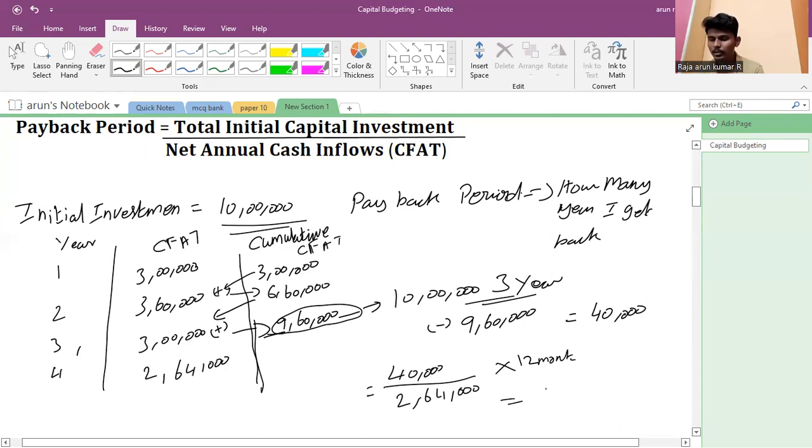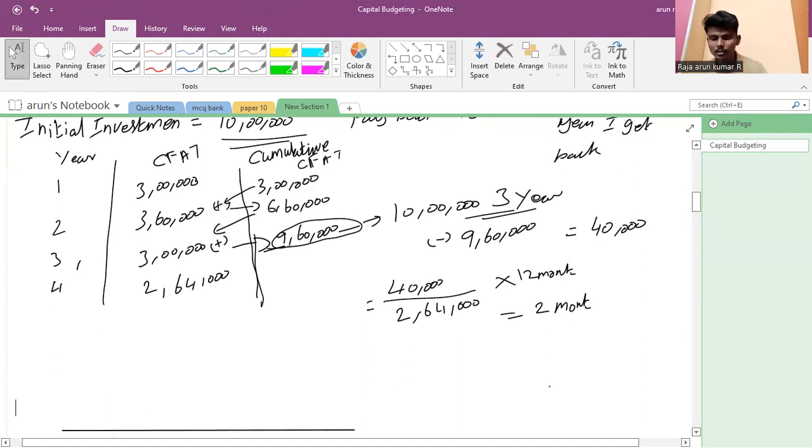This gives how many months we take to get back the exact 10 lakh. Calculated, it comes to around 1.8, about 2 months. You just give this simple answer as the payback period.